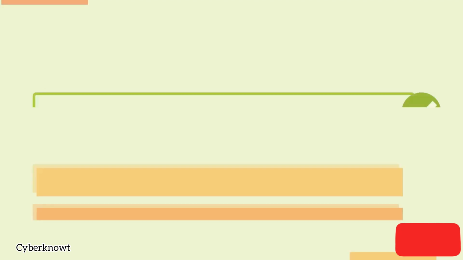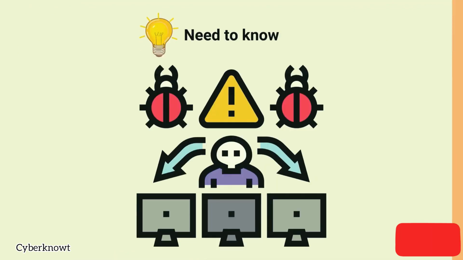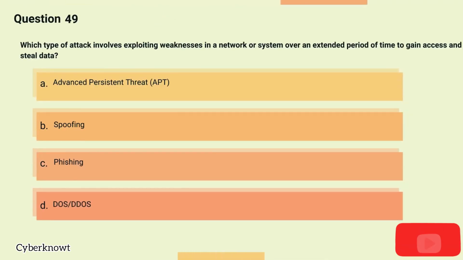The correct answer is option A. Insider threat. Explanation. The attacker is using legitimate credentials to gain access to the network, which they obtained through illegitimate means.